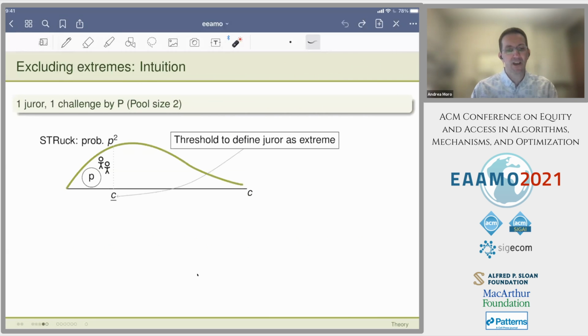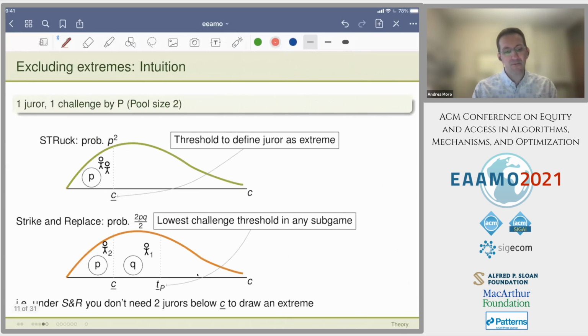And to give you an intuition for this result, first of all, for excluding extremes, let's think about the situation where there's only one juror to be seated and only one challenged by the prosecution. So the pool size is 2 people. For the struck procedure to select an extreme juror in this case, both jurors must be below the threshold. So we're looking at extremes at the bottom, but the symmetric argument occurs for extremes at the top. In this case, the prosecution will strike the worst juror, and then one will be left to be seated on the jury. If the area is P, this occurs with probability P squared.